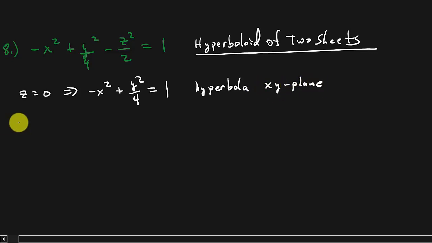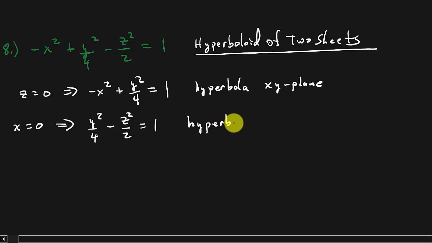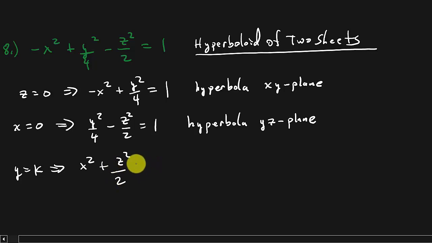And then what about x equals 0? Well, that's going to give us y squared over 4 minus z squared over 2 equals 1. We can see that's a hyperbola also. And what plane? That's in the YZ plane. And then let's set y equal to k. And so that's going to give us x squared plus z squared over 2 equals k squared over 4 minus 1.